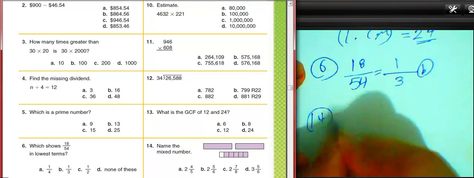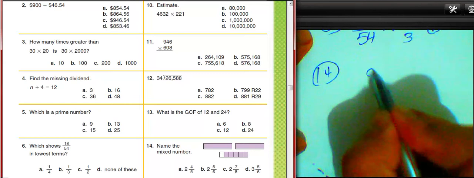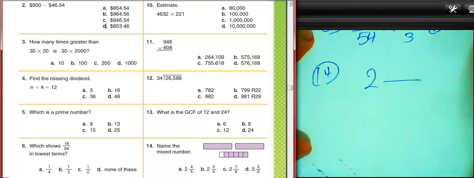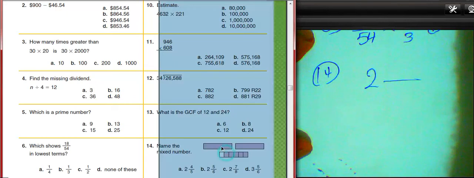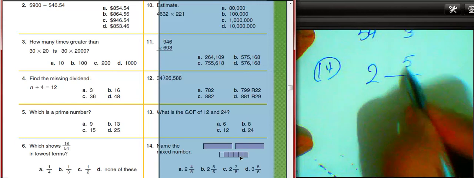Question 14. Name the mixed number. We have two parts. He colored two parts. Okay, look at here. We colored the two parts. And how many parts from 10? 1, 2, 3. No. Again, 1, 2, 3, 4, 5, 6, 7. Or 6. He colored the 5 parts from 6, so we must write 5 over 6.